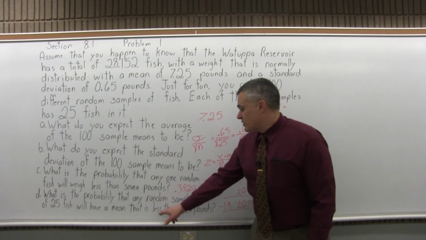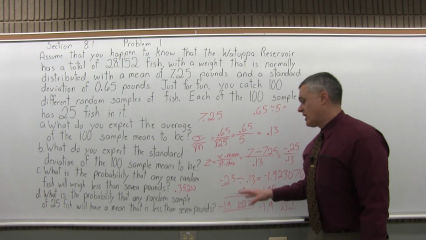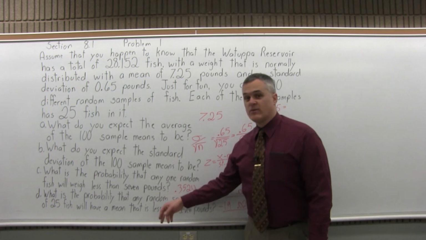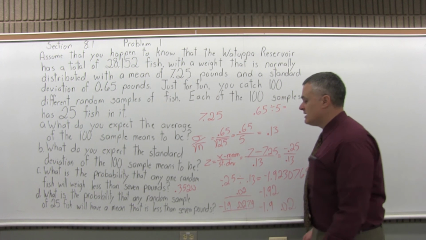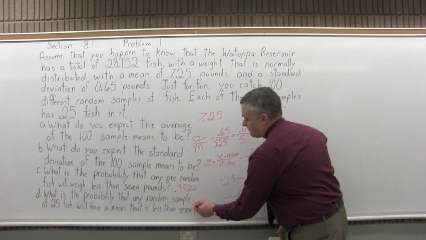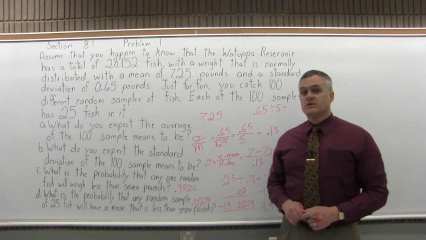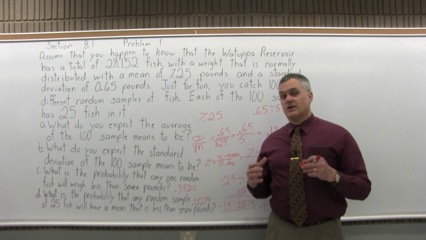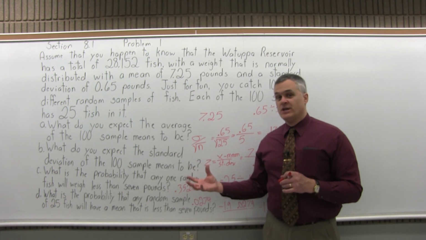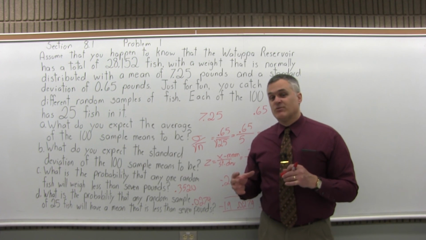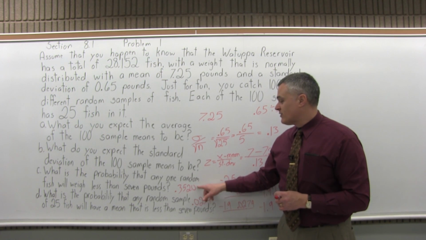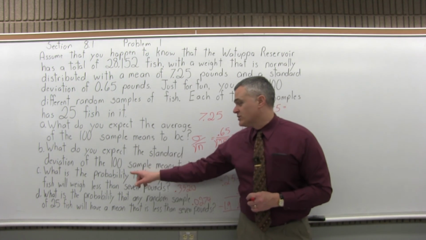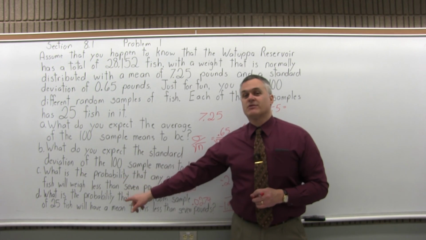Now again, because the question says less than, the answer from the chart is the final answer. If it said more than, we'd have to do 1 minus the chart number. But again, less than, I take the chart number just the way it is. So the answer to part D is 0.0274. It's about a 2 3/4% probability that if you catch a group of 25 fish, the average of that sample would be less than 7 pounds. So you can see same numbers, but very different probability from when you're talking about just one fish compared to the average of several fish.